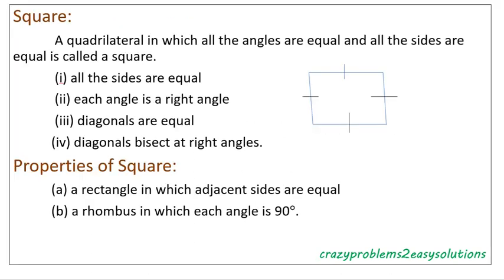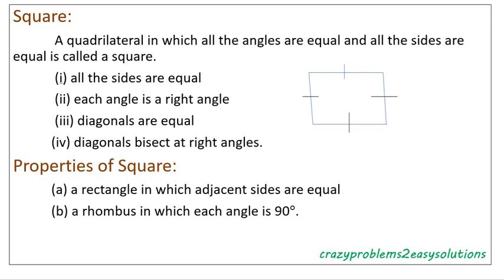Square. A square is a quadrilateral in which all the angles are equal and all the sides are equal. So this is called a square. That means all sides are equal and each angle is a right angle. Diagonals are also equal. Diagonals bisect at right angles. Draw the diagonals, and they bisect at right angles.